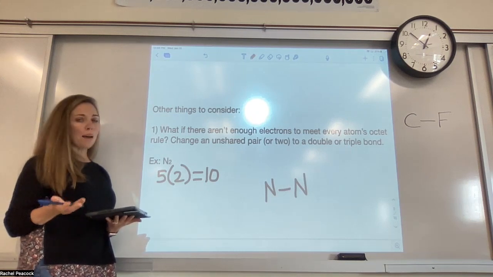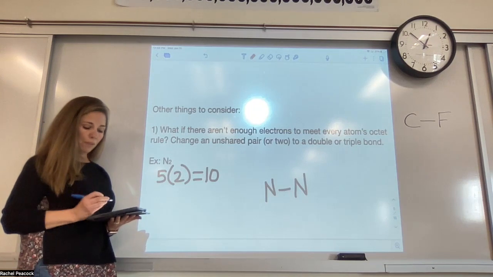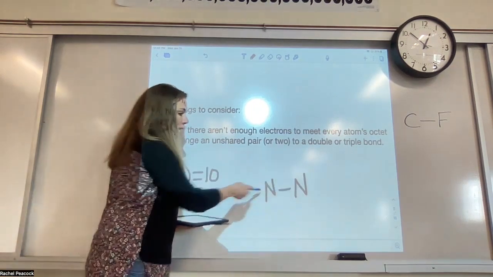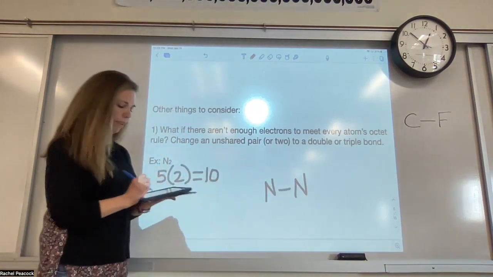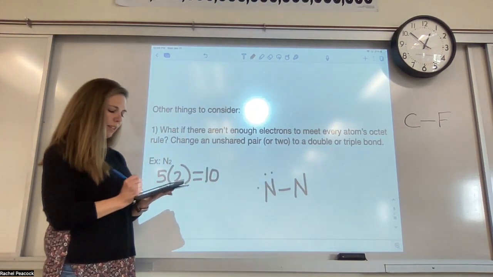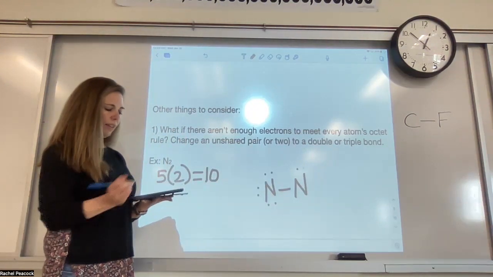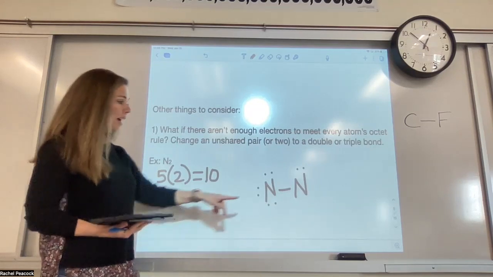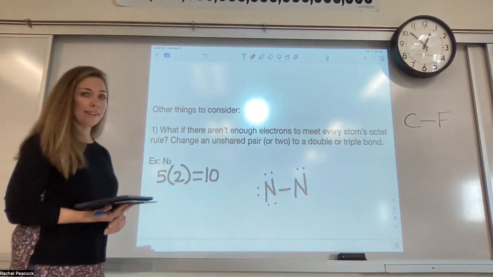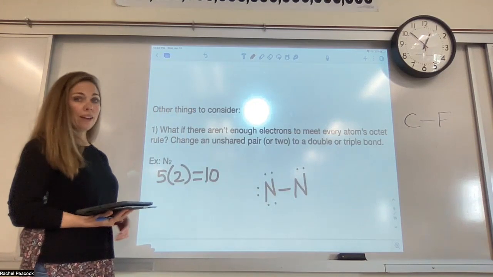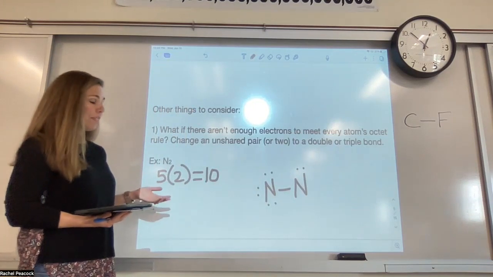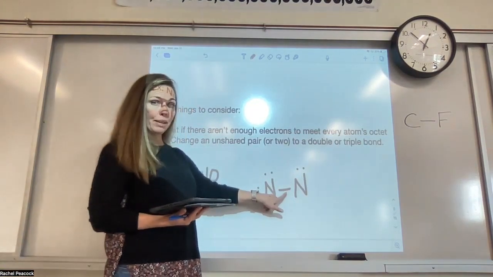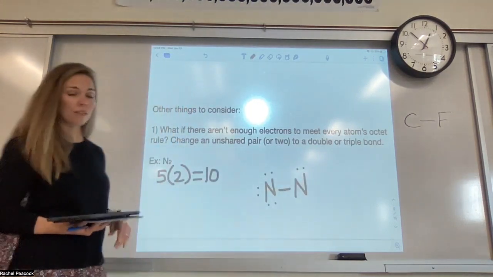I wanna show you what happens if we go through the normal process. So we have them connected with a line, that's 2, and then 4, 6, 8, 10. I've used all 10 of my electrons, okay? I don't have any left. This nitrogen is happy, but this nitrogen only has 4.